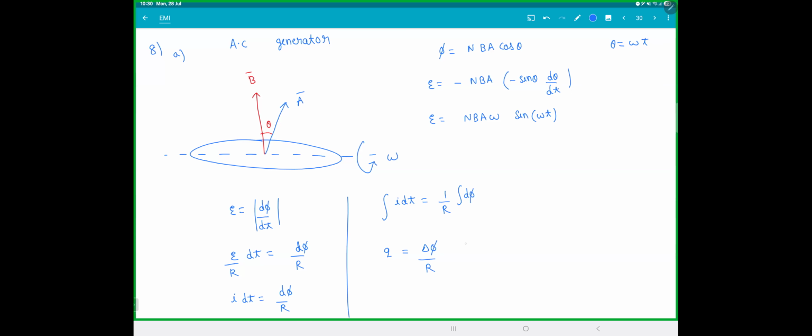There, pretty important formula. So charge flown is change in flux by resistance. Definitely remember this. Asked multiple times, in multiple exams.